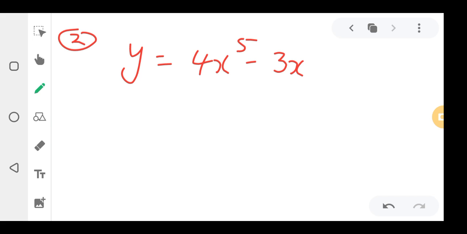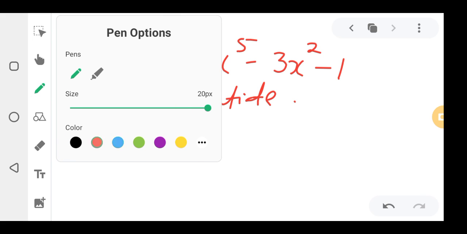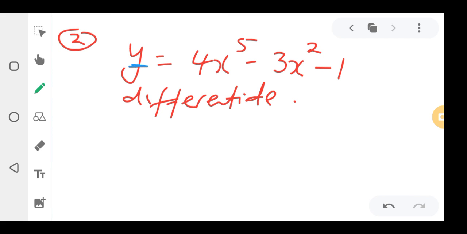Okay? For question 2, if they give you y is equal to 4x power 5 minus 3x power 2 minus 1, and then they say differentiate. You always put dy over dx. What did I say? Look at the letters that I have. It starts with y, so I said dy.